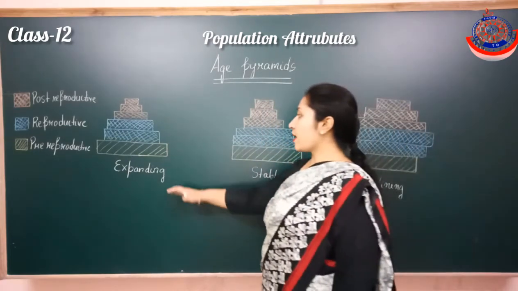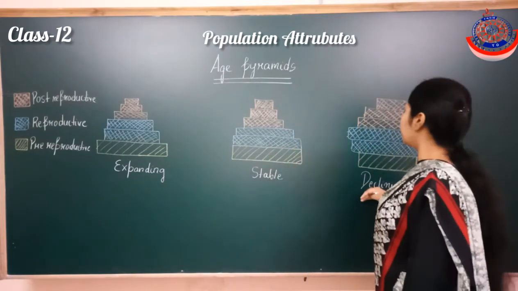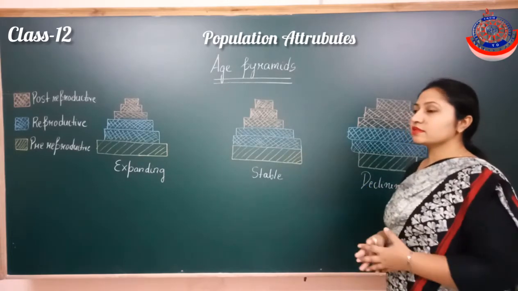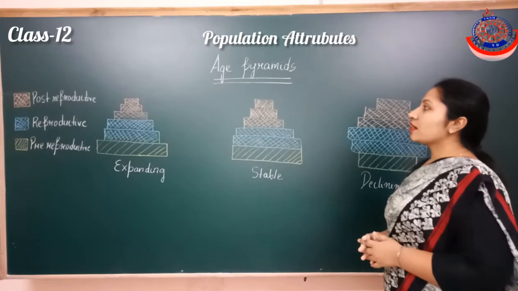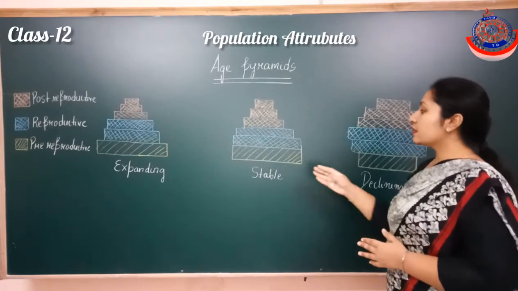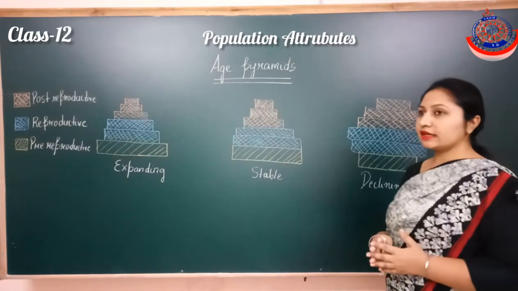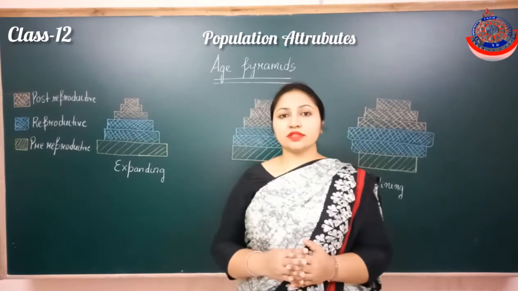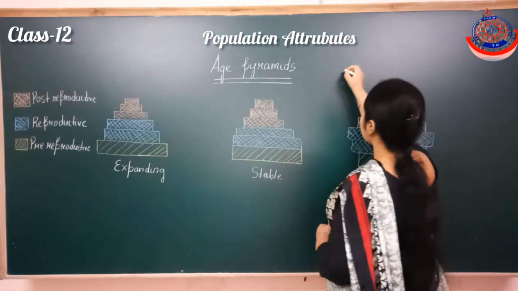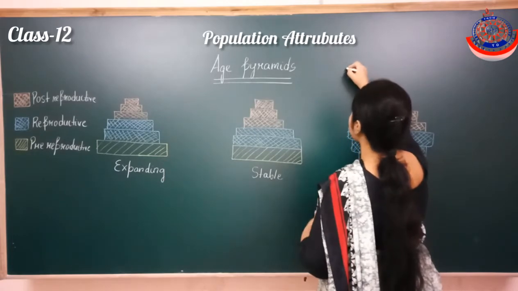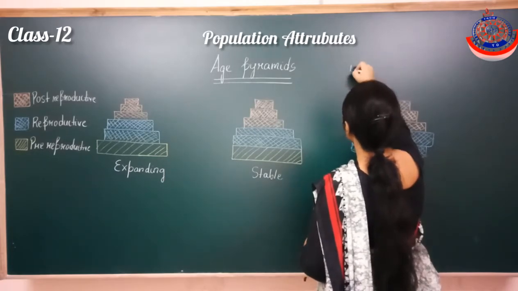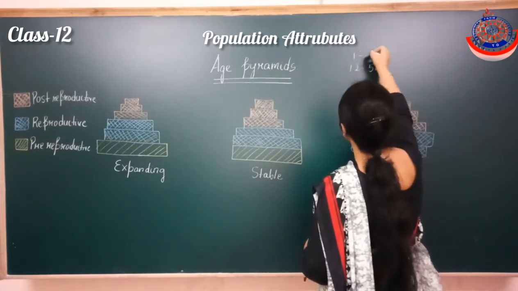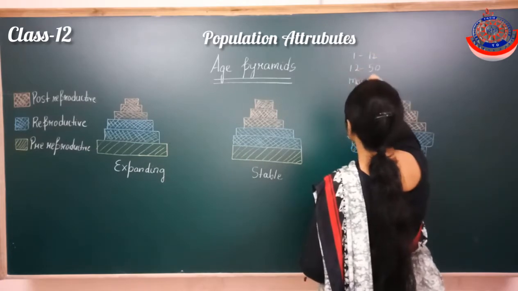Now in case of expanding, stable and declining, how these age group pyramids are drawn, that we have to discuss now. Three types of age pyramids are there. First, expanding, second, stable, and third, declining. Now let's take one example. Suppose in a population there are three different age groups, like 1 to 12 age, then 12 to 50 age, and then more than 50.